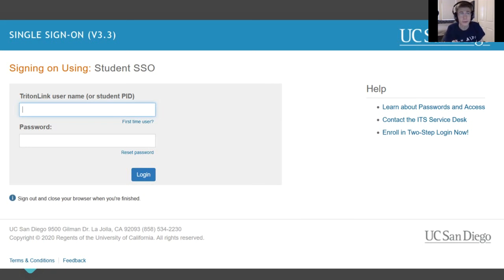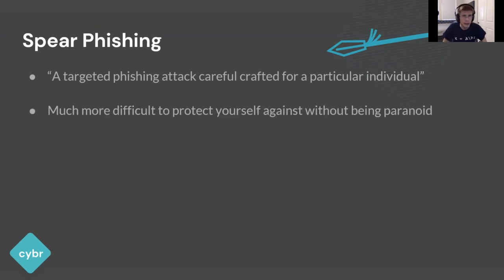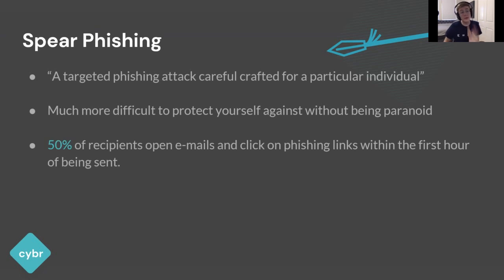Because this is targeted. And there's actually a name for this. It's called spear phishing. A targeted phishing attack carefully crafted for a particular individual. You can see my very hastily ripped off spear icon stock image in the top right-hand corner. It is much more difficult to protect yourself against an attack like this without being super paranoid and second-guessing everything you see. 50% of recipients of spear phishing attacks open the emails and click on the links within the first hour of it being sent to them. So this is a real problem.